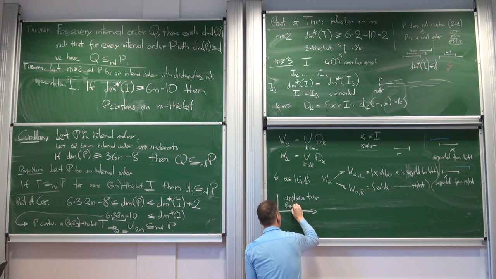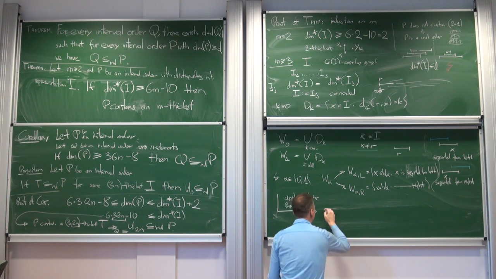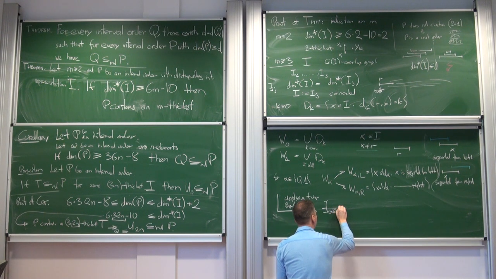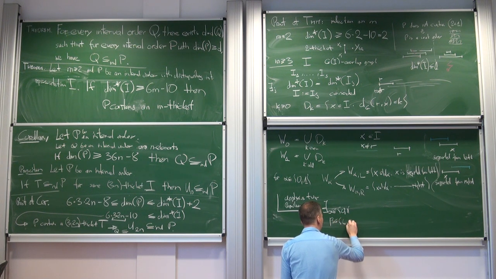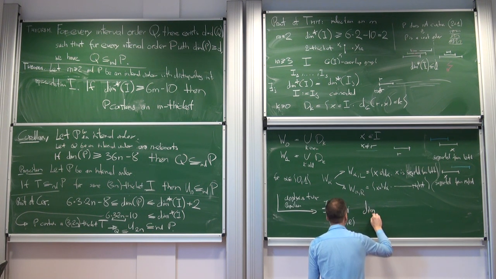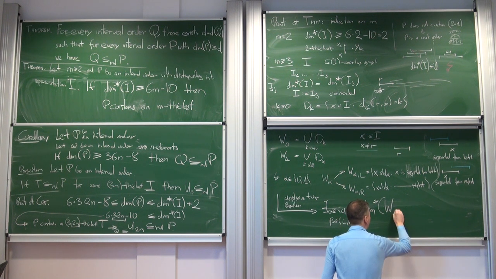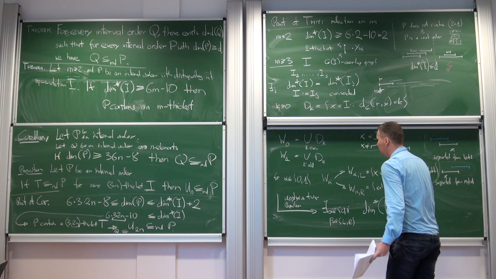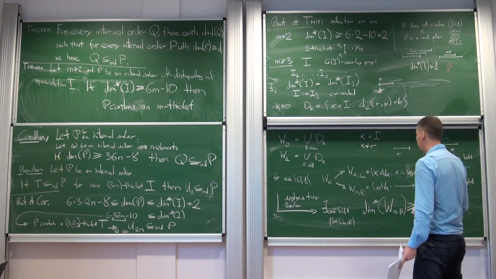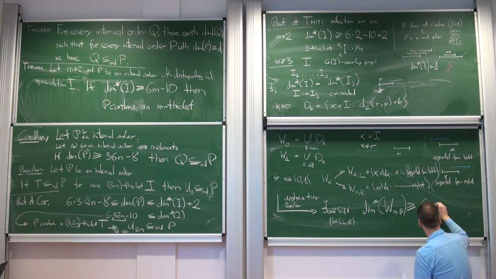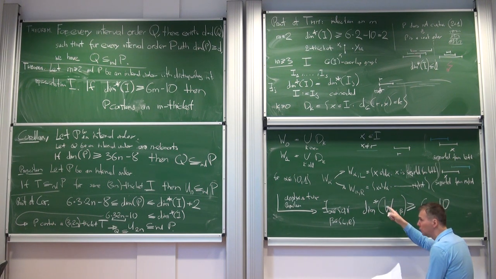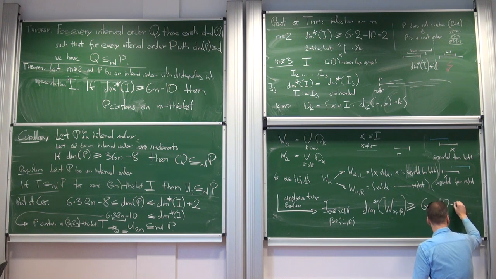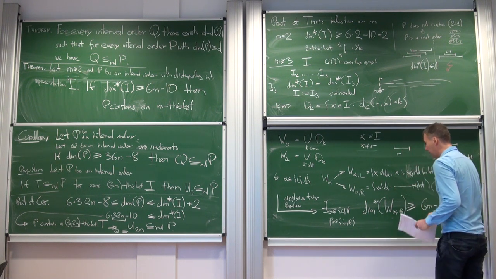Proposition. We get that there exists alpha in {0, 1} and there exists beta in {L, R} such that dim star of W alpha beta is at least, and now we need an original bound, which is 6m minus 10. And now we have to subtract 2 for one application and 2 for the other application, so minus 4. Okay, this is good.